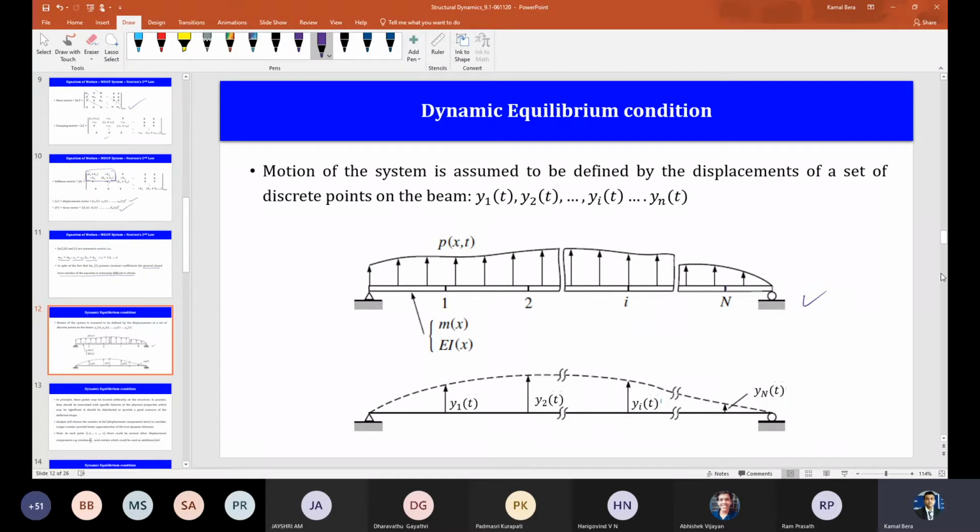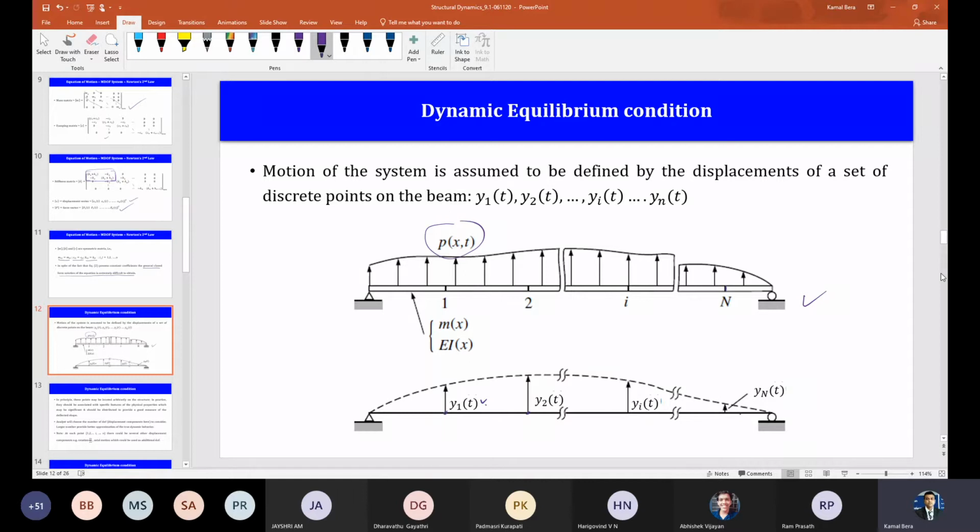Okay. So I'm calling the displacement at those locations y1, y2, yi, and this is yn, the vertical transverse displacement of the beam. Correct? And it is subject to an arbitrarily distributed load p(x,t). Fine. So you see, at each point, that is i equal to 1 to n, all those points.